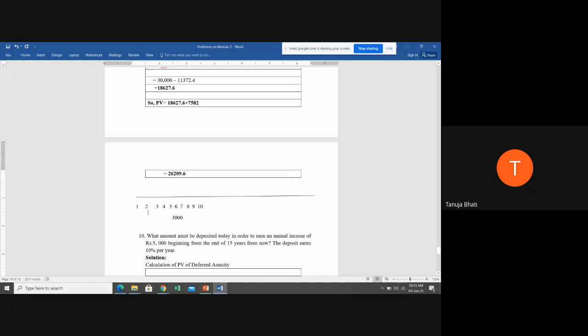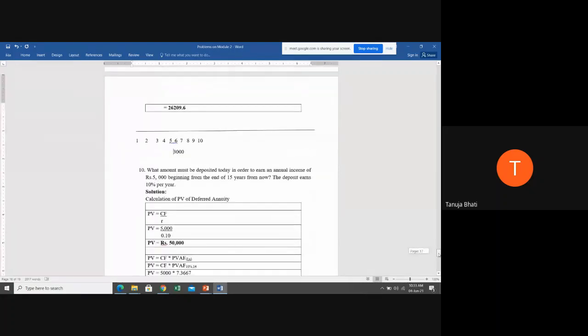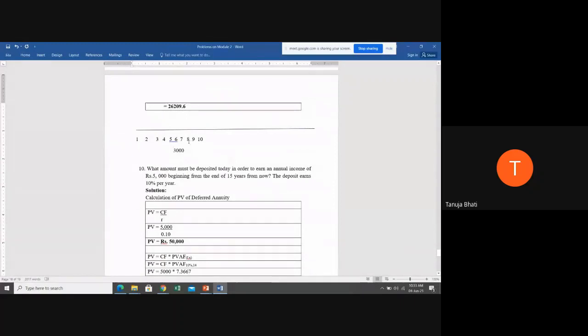Everyone, students, see: first year, second year, third year, fourth year, fifth year, and from 6th year onwards, we are getting 3,000 rupees. Is it visible to everyone? I'm just putting my theory in the form of a diagram, so that you'll understand practically. Now, what is happening here? We don't know n, so it may be 11 years, 12 years, 13 years, 14 years. We don't know what n is.